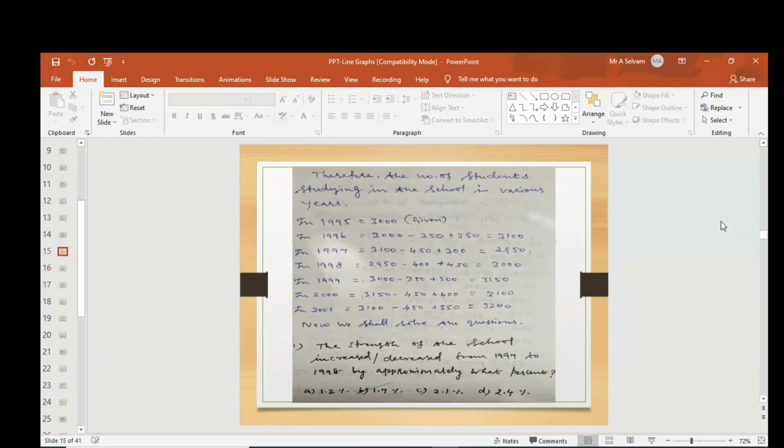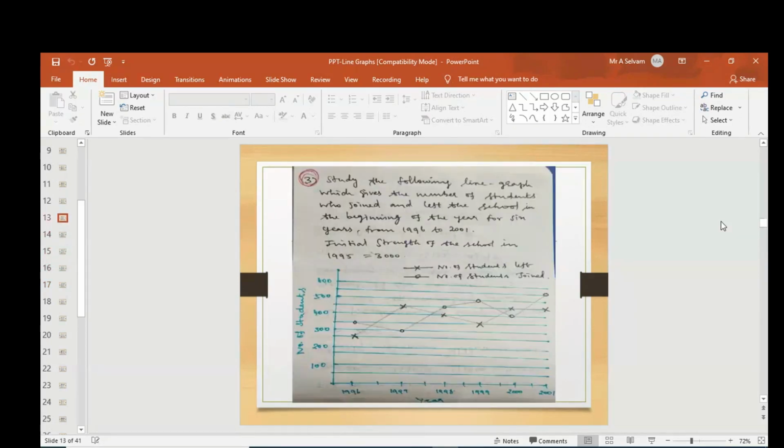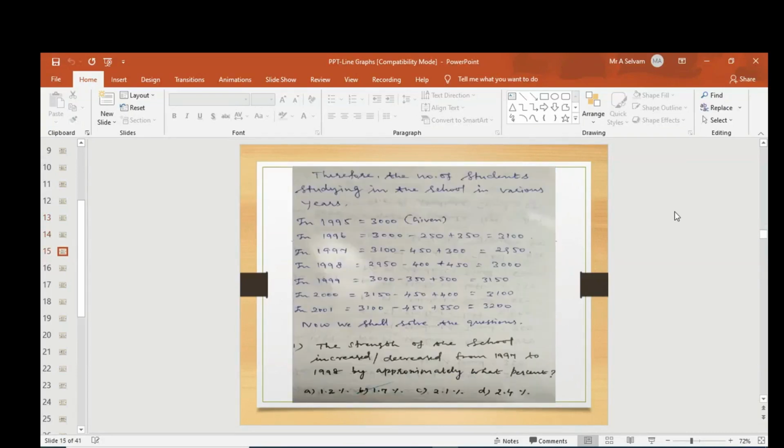Now again we don't need to move on to the graph side, because we have already interpreted the values. You can compare all those years: 1995, 3000; 1996, 3100; 1997, 2950; 1998, 3000; 1999, 3150; 2000, 3100; 2001, 3200. Which two years are the same?